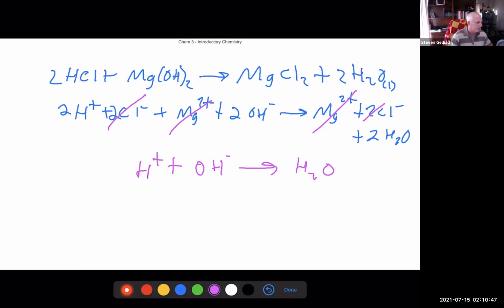Okay. Let's do one example from your book here, and that way you can try to do the molecular. Predict the products of the following reactions. Okay, let's do lead nitrate plus magnesium chloride.